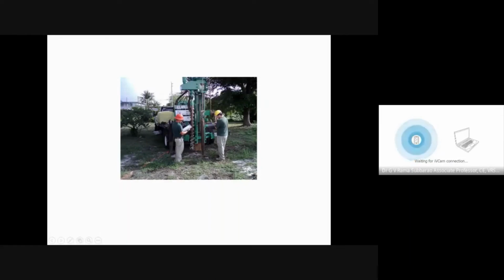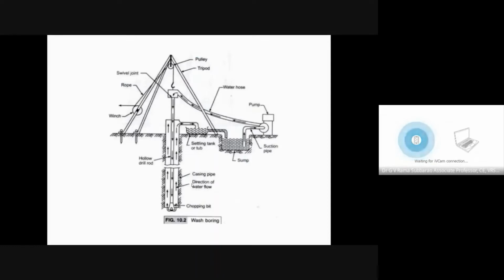So this auger is now mounted on this truck, so we can do augering for deeper depths. Deeper depth means you can go up to 20, 30 meters, 40, 50 like that. For hand-operated augers, you can go up to 4 meters, 5 meters like that. So now you can see, one can undoubtedly say this is wash boring. This is the picture of wash boring actually.